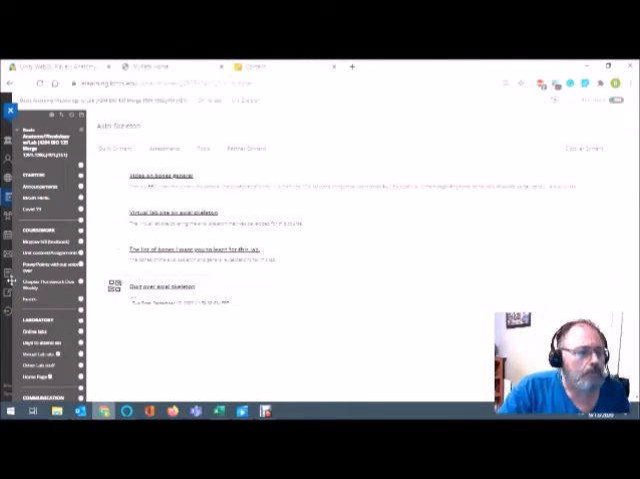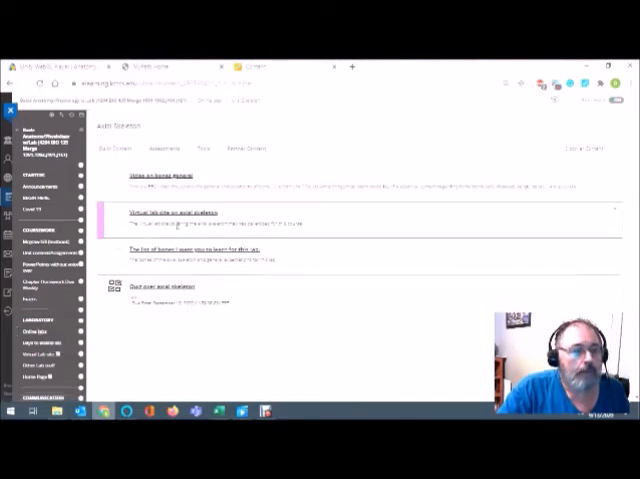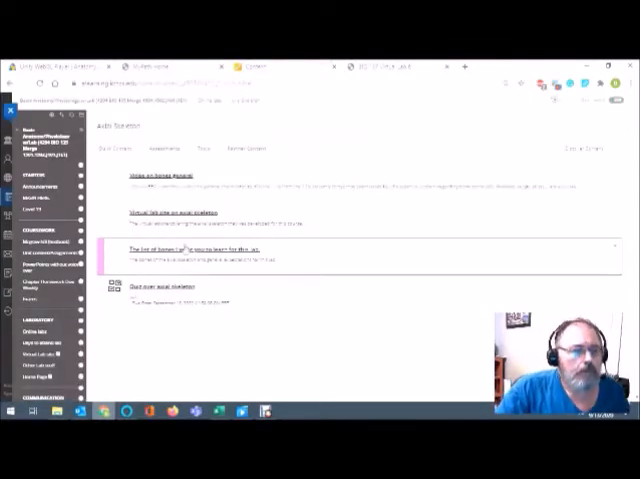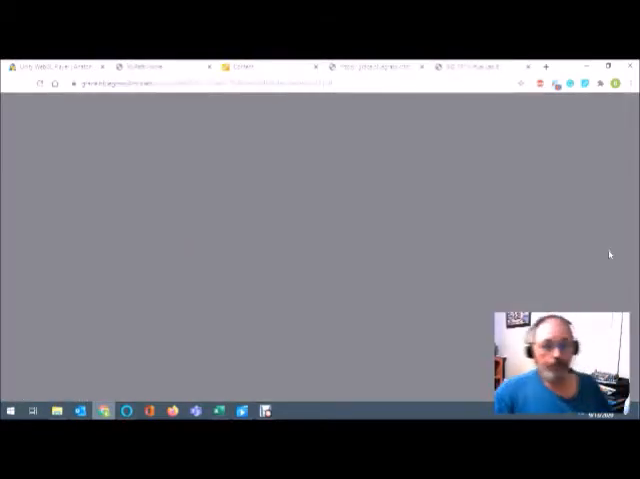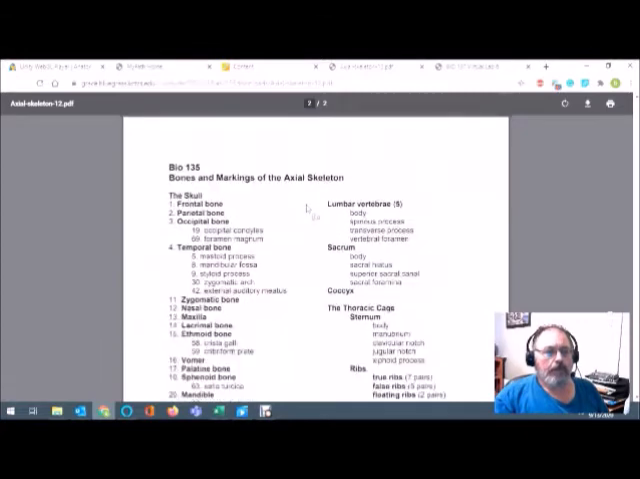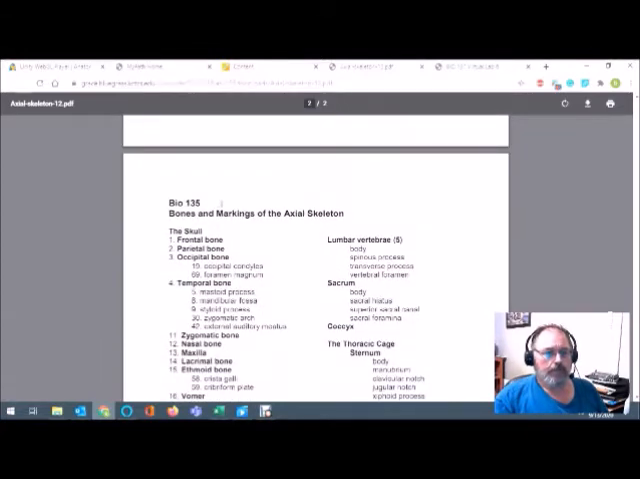If you go to the laboratory area of online labs, what you'll see is first there is a virtual site, or a link to the virtual site, and this has the axial skeleton, which includes the skull, the vertebrae, miscellaneous bones. Also, it has a list of bones that I want you to know for the lab, and if you scroll down here, you'll see that those are listed here.